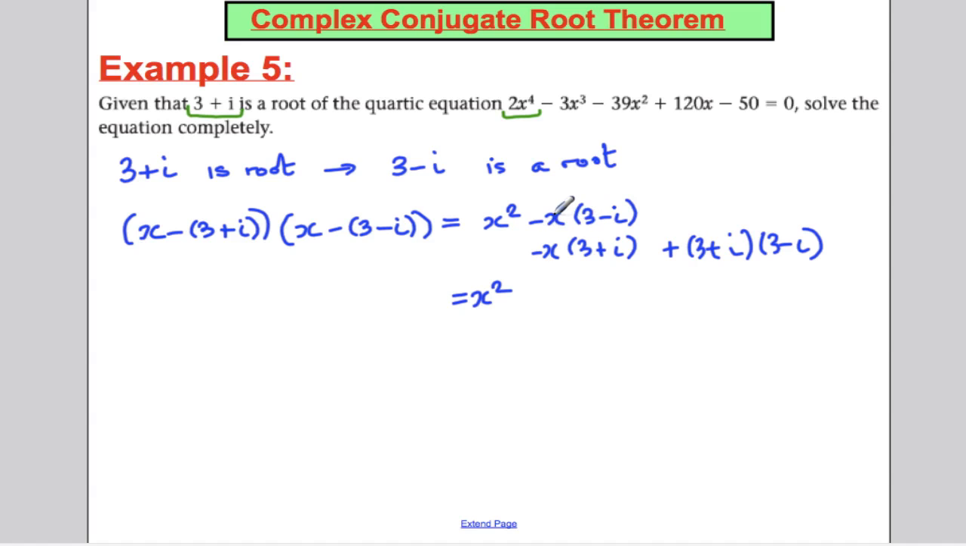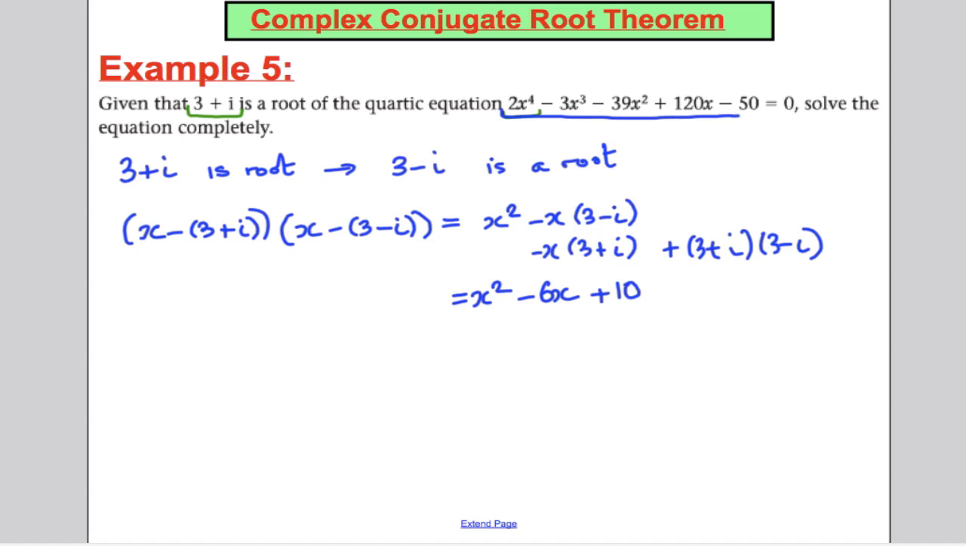Negative 3x I'm going to get from here, and another negative 3x, which gives me negative 6x, plus xi minus xi cancels. And this is the difference of two squares, and it's going to be 9 plus 1. If you multiply that out, it's going to be 3 squared plus 1 squared, so it's going to be plus 10. Okay, so two of the factors multiply out to this.